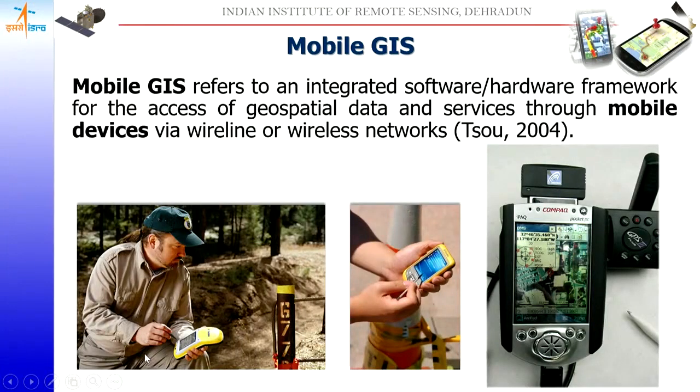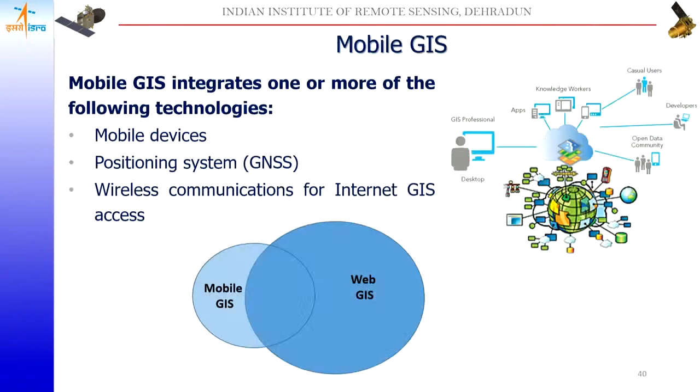So the definition of mobile GIS is an integrated hardware software framework which allows access to geospatial data and services through mobile devices that could be either wired or wireless. Now, primarily mobile GIS can be viewed as an integration of various technologies. So we have a mobile device. We also have a positioning component that could be a GPS, which gives us the position, and also we require wireless communication coming from the remote internet-based application that is hosted in some remote location.